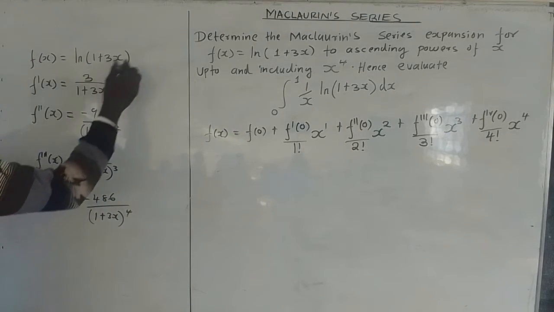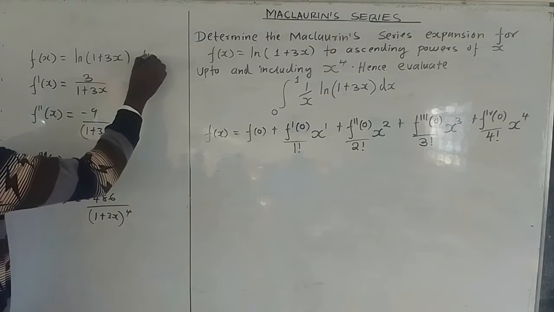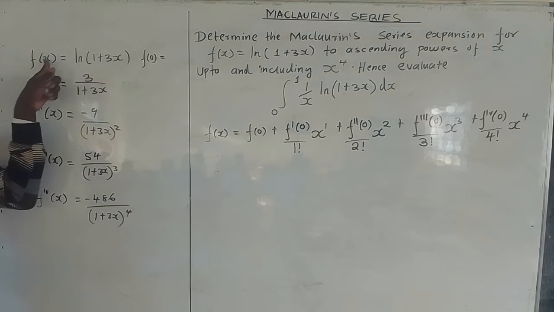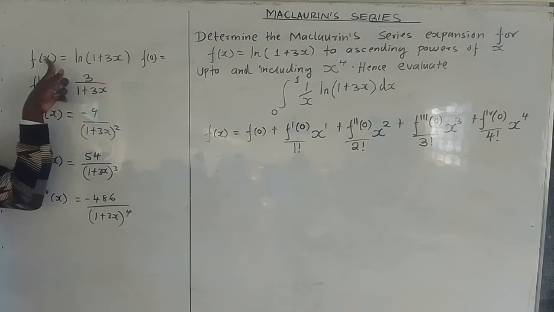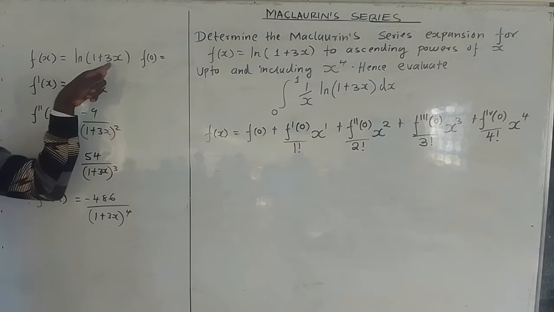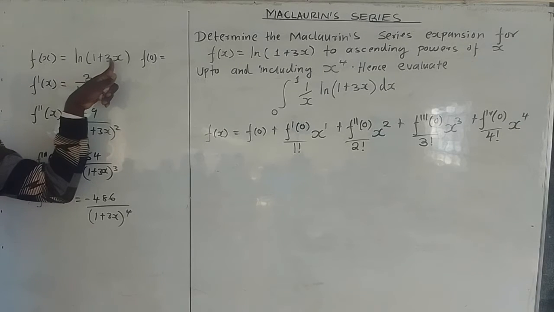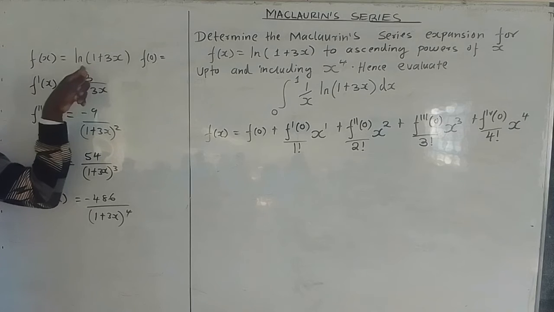If we have f of x, we can get f of 0, isn't it? Meaning where there is x, you put 0. Are you seeing that? So where there is x, if you put 0, you have ln of 1 plus 3 times 0. 3 times 0 is 0. So that is ln of 1.